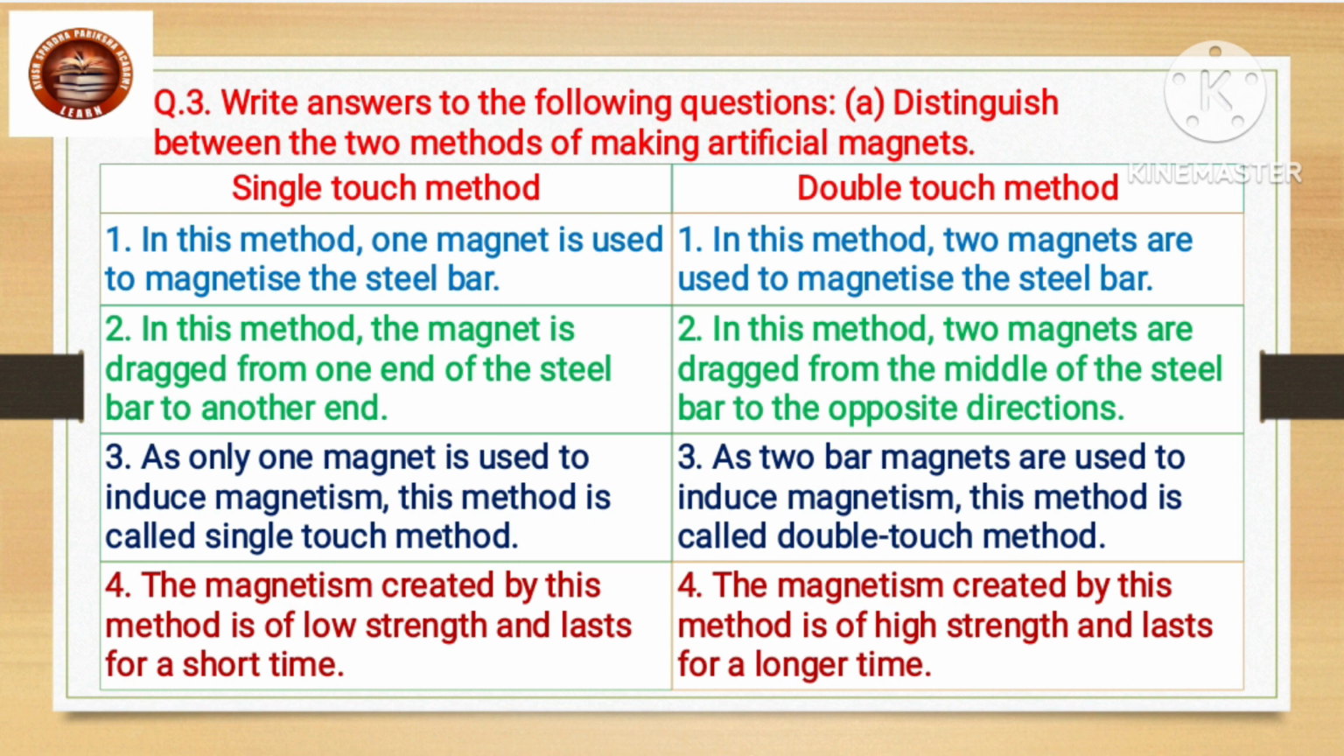Now we discuss the double touch method. In this method, two magnets are used to magnetize the steel bar. The two magnets are dragged from the middle of the steel bar in opposite directions. As two bar magnets are used to induce magnetism, this method is called a double touch method. The magnetism created by this method is of high strength and lasts for a longer time.